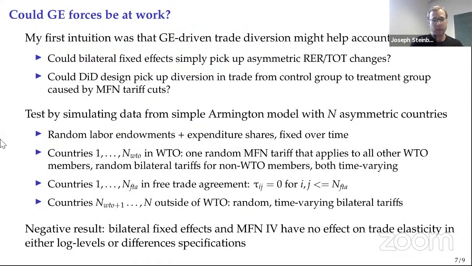Very briefly, I wanted to know whether some of this stuff could be coming from perhaps general equilibrium effects. Is there something I'm missing where we could just be getting these results in a standard model? And the answer is no.